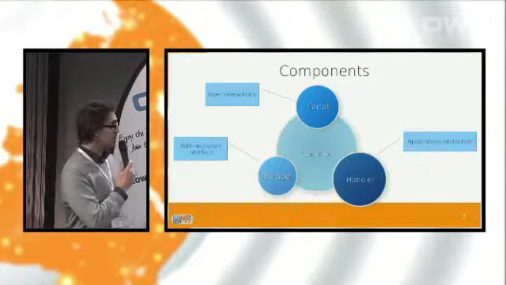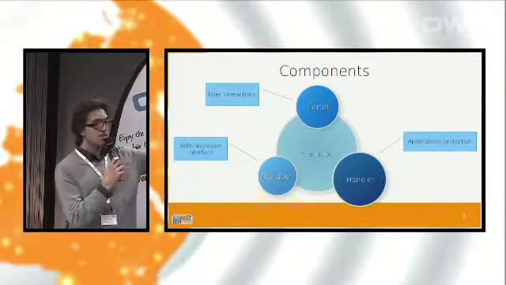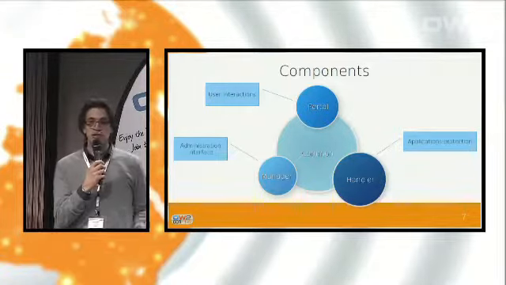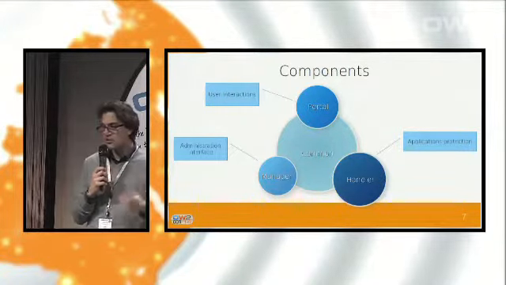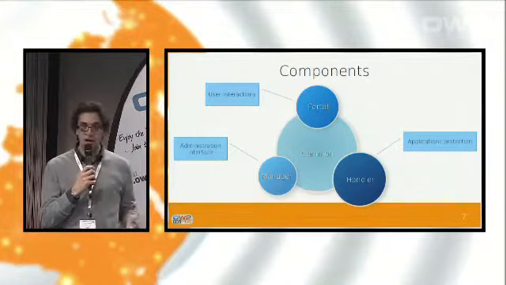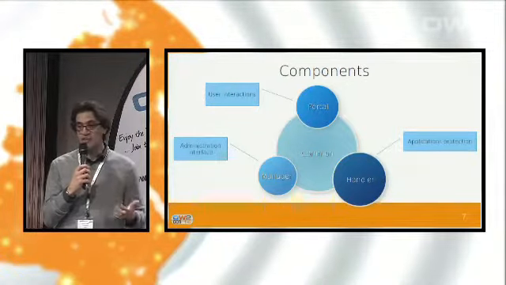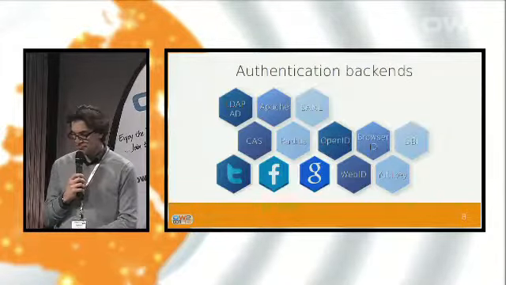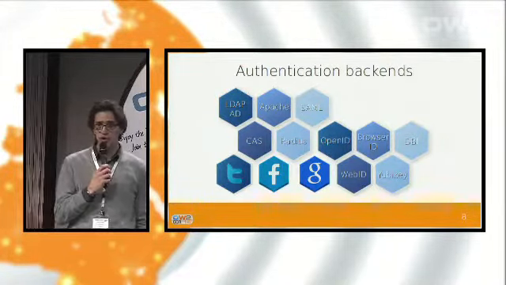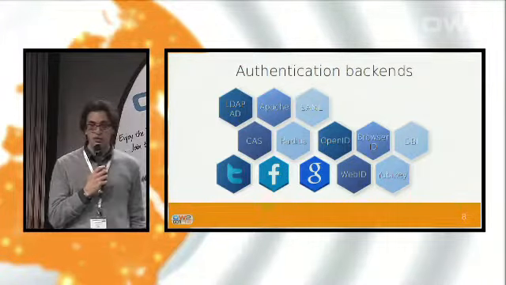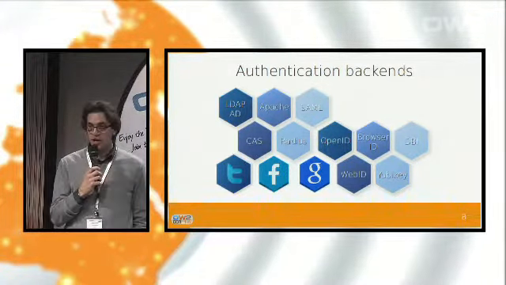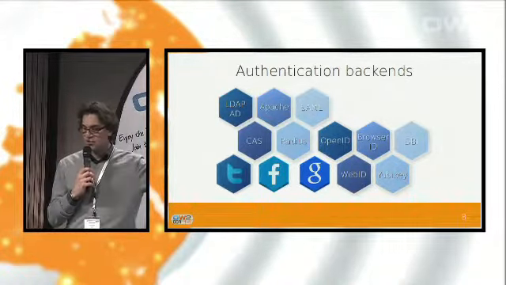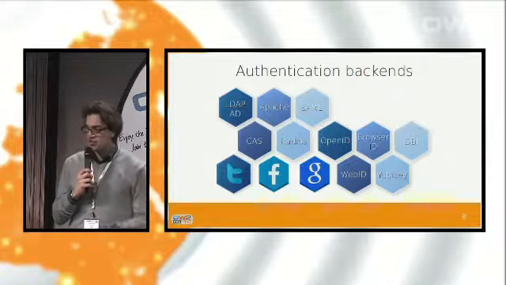We have 4 components. What you see in LemonLDAP is a portal, and then you have the manager, which is the configuration interface, and the handler, which is the access agent inside Apache. And of course, we support a lot of authentication backends. So you can authenticate through LDAP, of course, but you can see here a lot of other backends like Twitter, CAS, Radius, OpenID, etc.